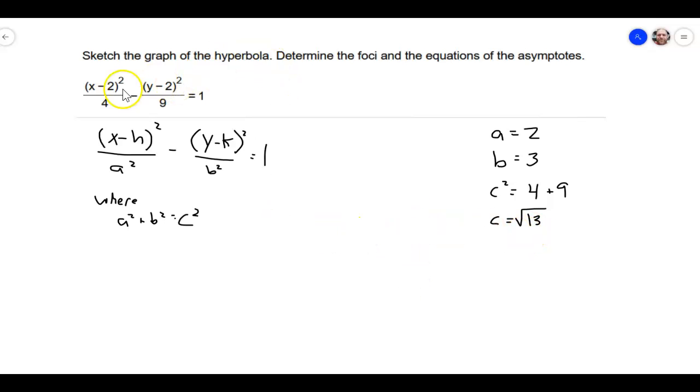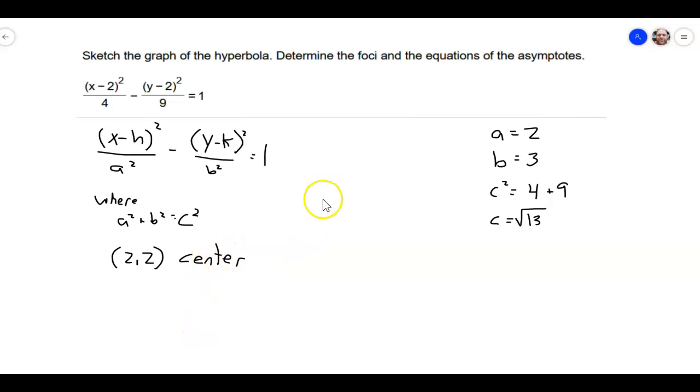So let's first of all see what our center is. So our center is going to be at (h, k). And notice we have a minus here in the formula, which means I'm going to take the opposite sign of whatever's in front of these values here. Since that's a minus 2, that's going to become a 2, and a minus 2 here becomes a 2. So my center is at (2, 2). That's my center.